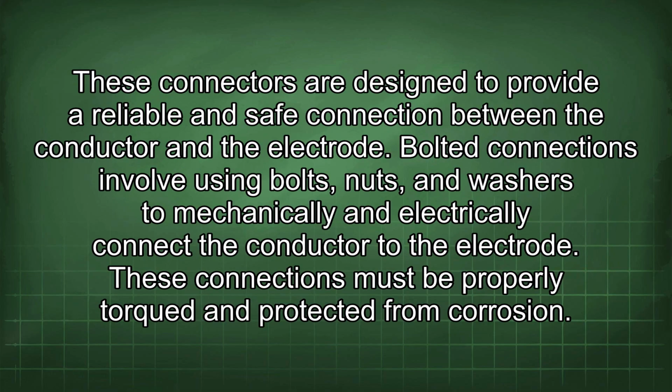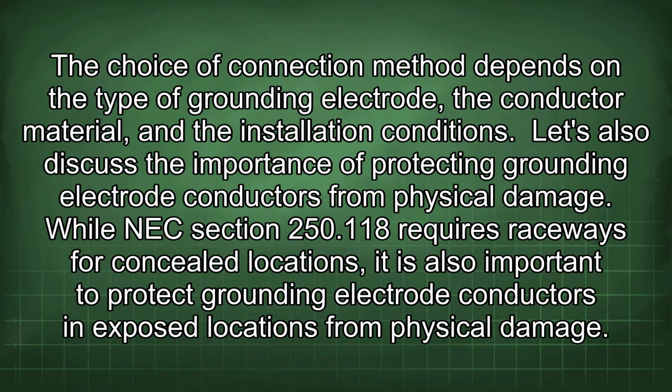These connectors are designed to provide a reliable and safe connection between the conductor and the electrode. Bolted connections involve using bolts, nuts, and washers to mechanically and electrically connect the conductor to the electrode. These connections must be properly torqued and protected from corrosion. The choice of connection method depends on the type of grounding electrode, the conductor material, and the installation conditions.